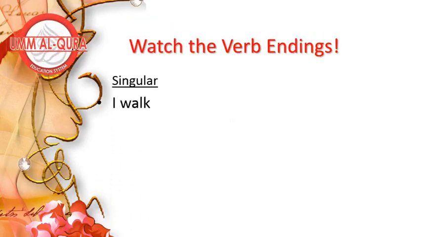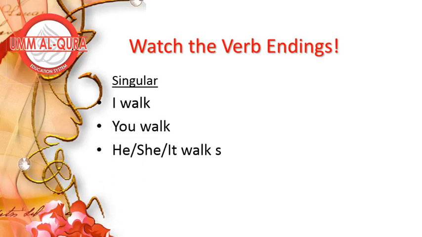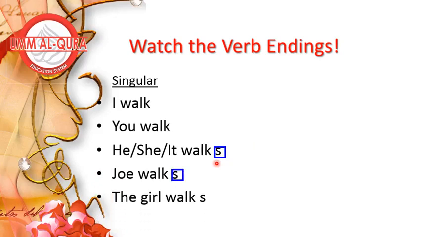Singular: I walk. You walk. He, she, it walks. Joe walks. And the girl walks. You can see for singular the verb gets s, but in plurals s doesn't come.